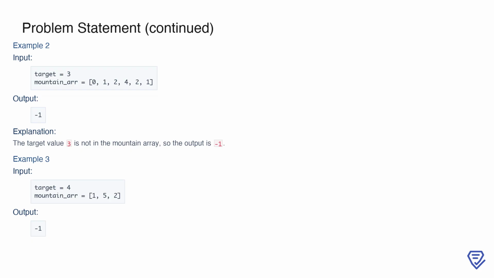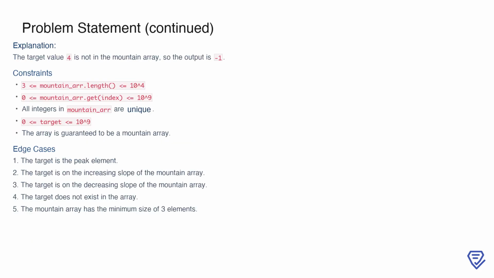In this final part, let's review some important constraints and edge cases for this problem. The length of the mountain array will always be at least 3 and can go up to 10^4. Each element in the array is a unique integer, ranging from 0 to 10^9. The target value you are searching for will also be within this range.